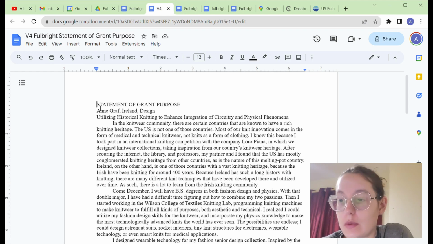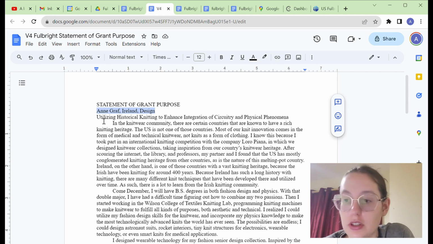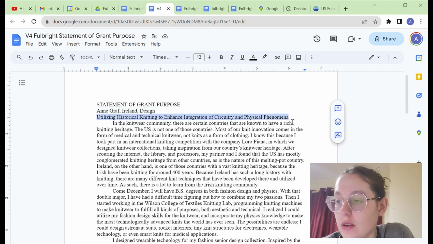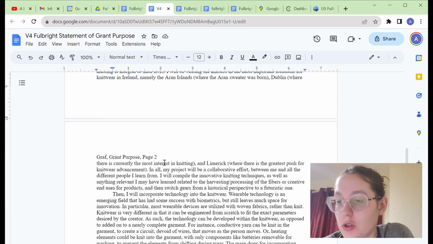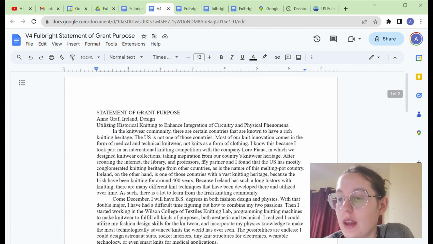We have the statement of grant purpose. So the formatting requirements, at least for me, were that you had to write "Statement of Grant Purpose," then say who you were, where you were going to be, and what category your project was. Then you had the title of it, and then you had to write about it for two pages. And you had another heading on the second page.